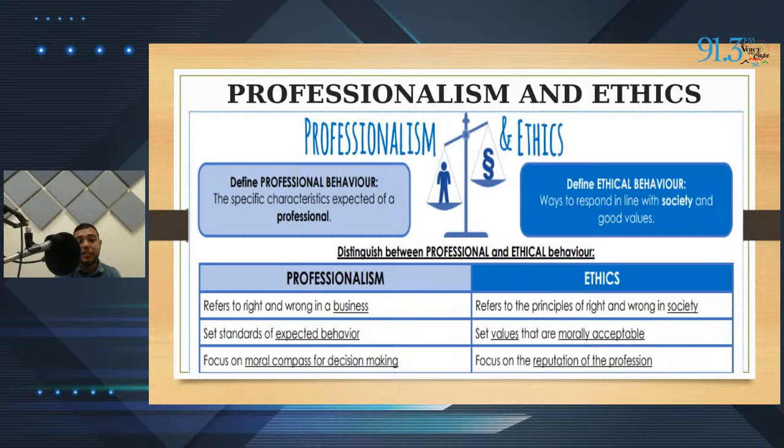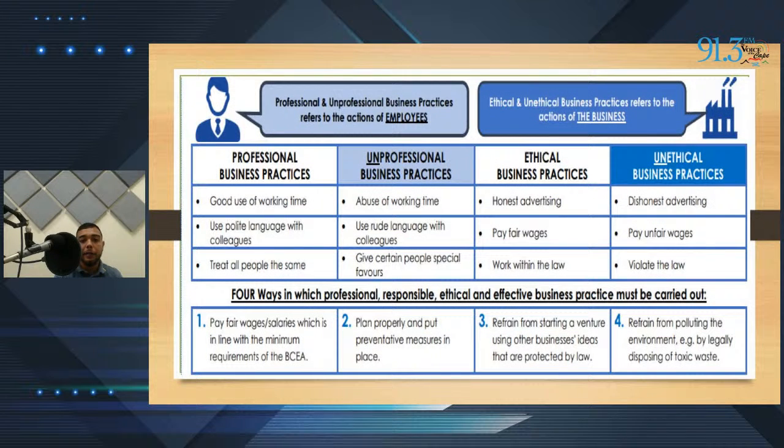Professionalism sets standards of expected behavior, and ethics set values that are morally acceptable. Professionalism focuses on moral compass for decision making. Ethics is the focus on reputation of the profession. We move on. So we're now looking at professional and unprofessional business practice, which refers to the actions of employees. Ethical and unethical business practices refers to the actions of the business.